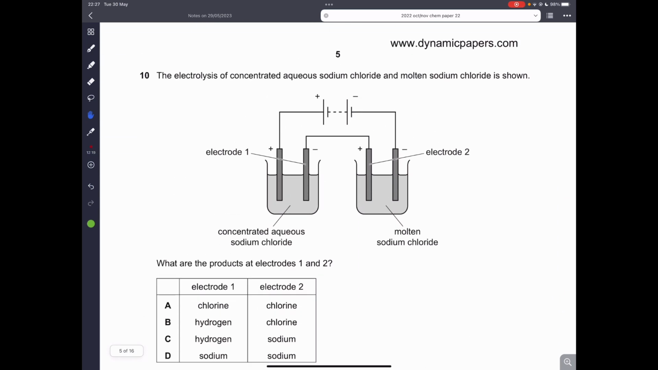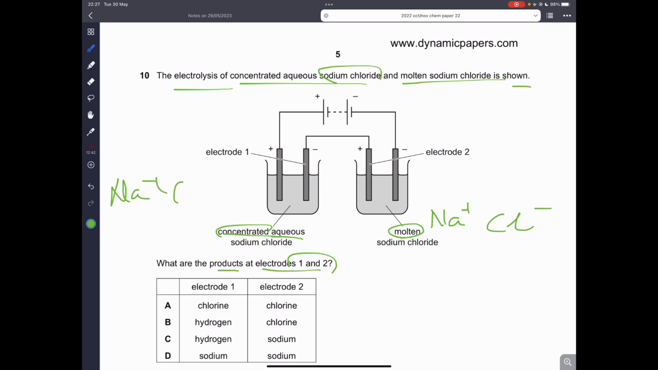Question 10. The electrolysis of concentrated aqueous sodium chloride, molten sodium chloride is shown. What are the products of electrode 1 and 2? Now remember, there's concentrated and this is molten. If it's molten, it's going to be only sodium ion and chloride ion. But when it is in aqueous, it's going to be Na plus, Cl minus, H plus, or OH minus. But seeing as it is concentrated, chloride ion is going to be selectively discharged, and the hydrogen ion is going to be selectively discharged as well.